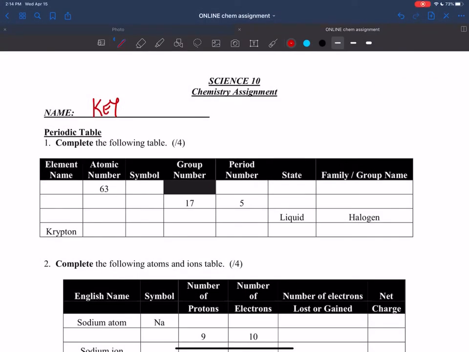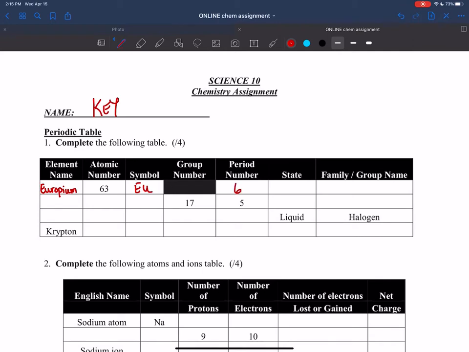Hi everyone, so here we are going over the key for our chemistry assignment. So the very first section we're completing is out of the periodic table. The first one is atomic number 63, so that's going to be europium. The symbol is Eu.